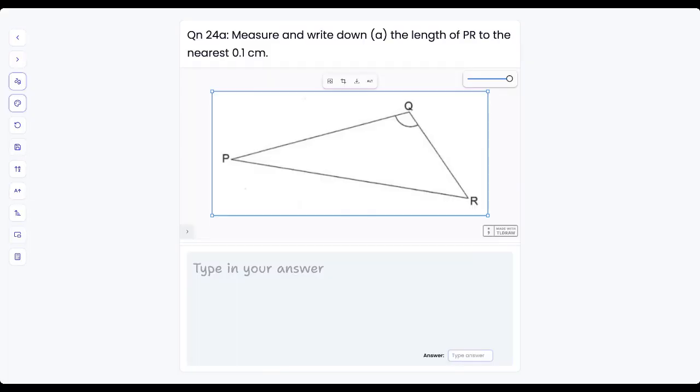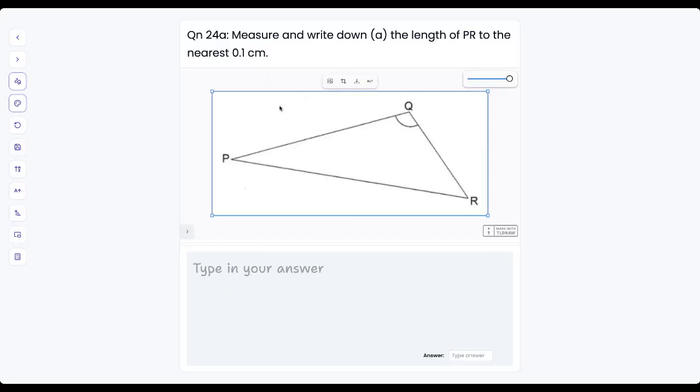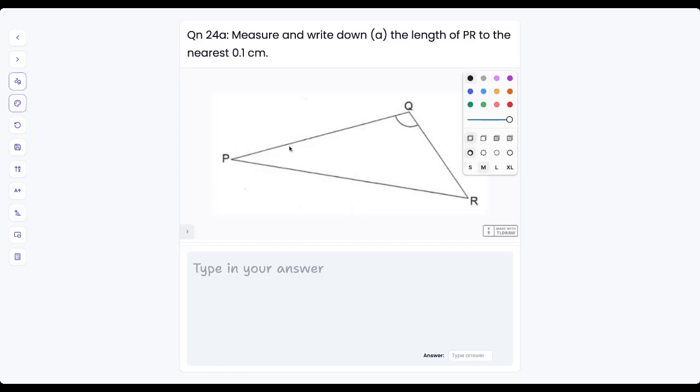Question 24a. Measure and write down the length of PR to the nearest... Okay, I mean, just measure it, right? So in this case, let's have our ruler.